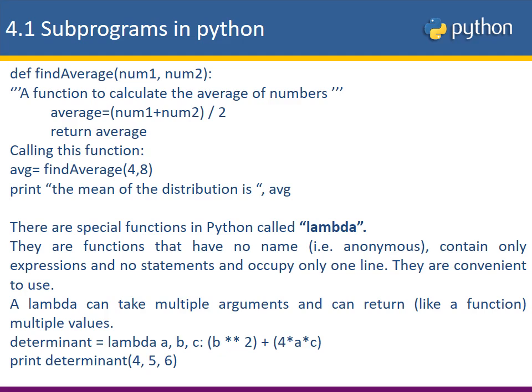So we can see the little code here, with the example of a quadratic equation determinant, lambda a, b, c. With the equation values, we print the determinant. So when we supply the values for a, b, c, we get the value for the determinant to be 456.